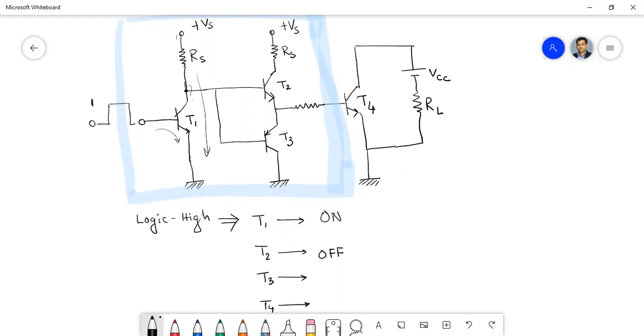What about T3? Again, the T3 base is also connected with this, so T3 will also be off. What about T4? Sir, but T3 is PNP. Shouldn't it be on? No, no. Though it is a PNP transistor, it will be off because the base voltage is not sufficient to drive T3 into on state. What about T4?